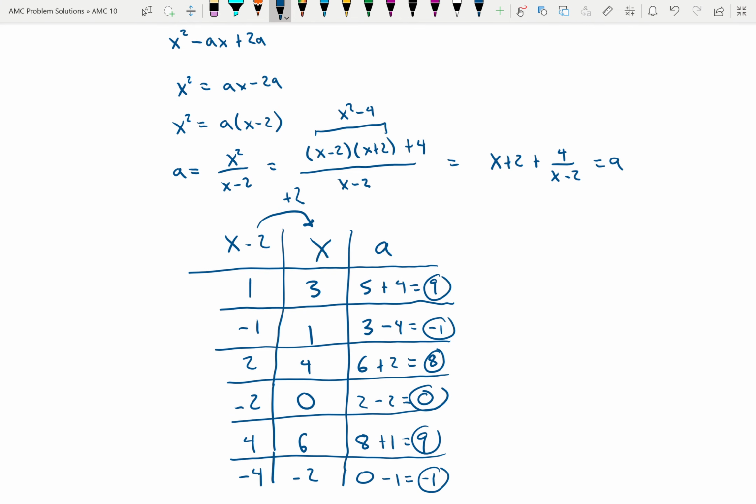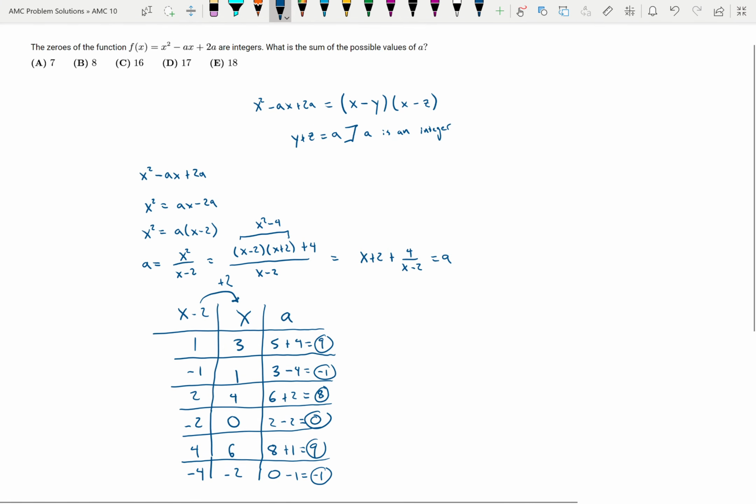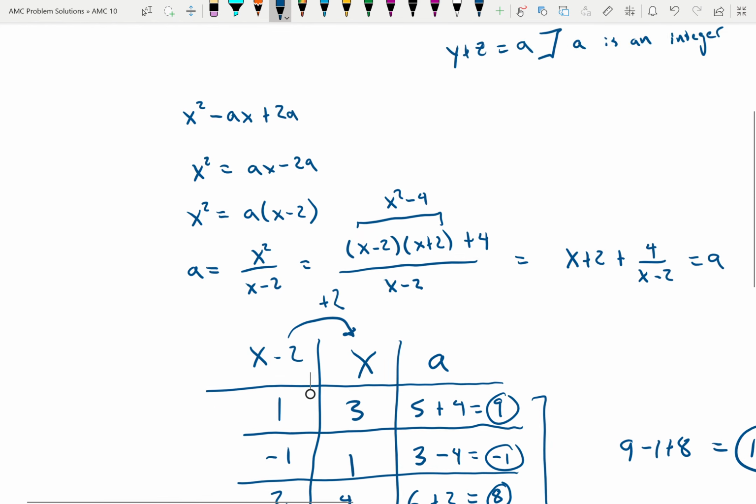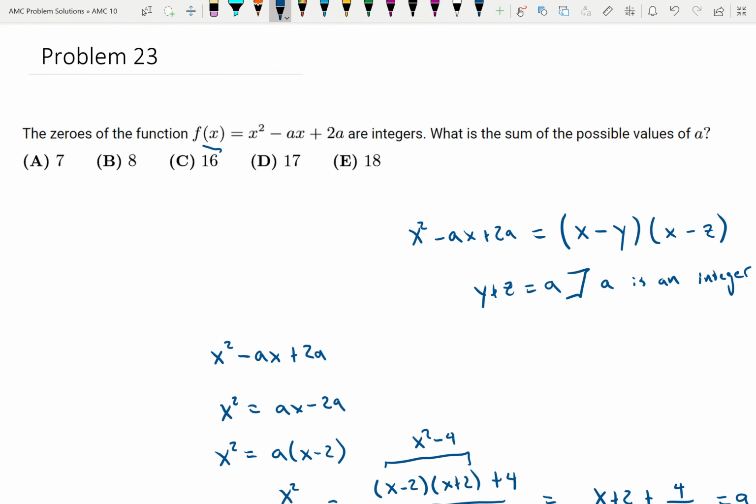So here are all the values of a. We were asked what is the sum of all possible values of a. So the unique values of a are 9, -1, 8, and 0. So if we sum all those up, 9 minus 1 plus 8, we get 16. So the answer is choice C.